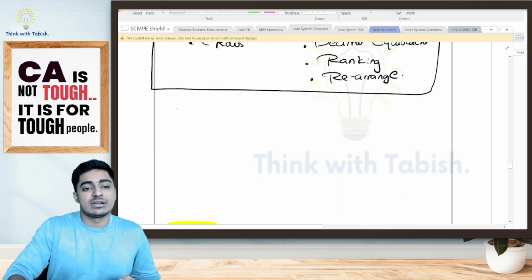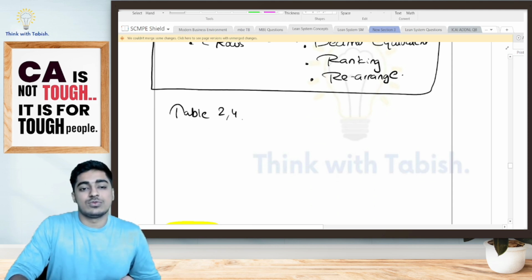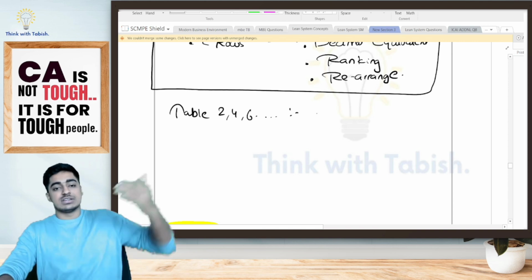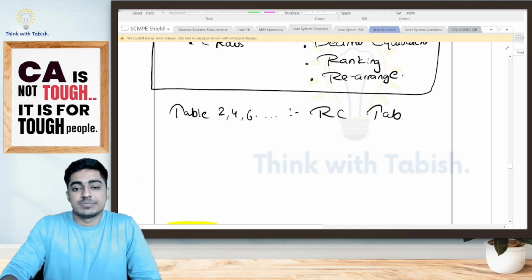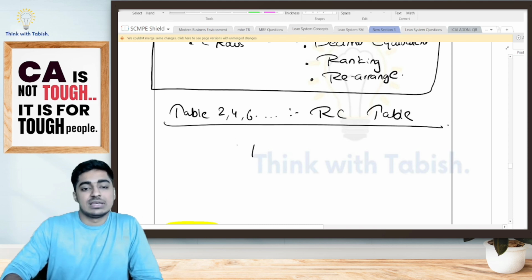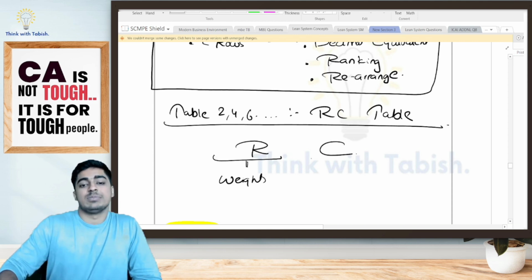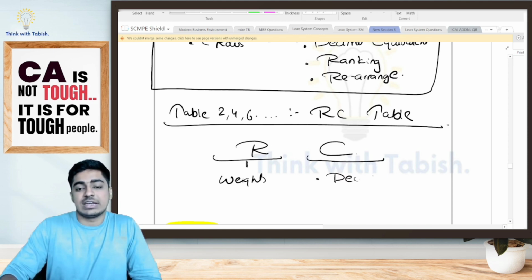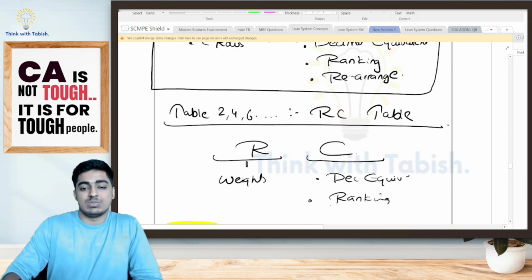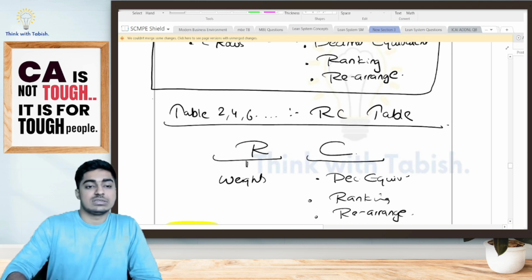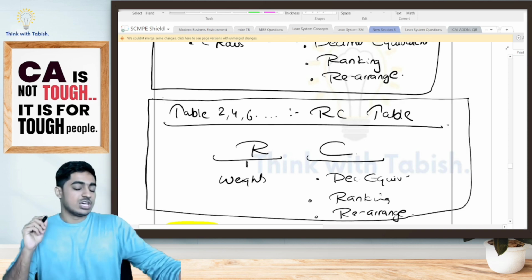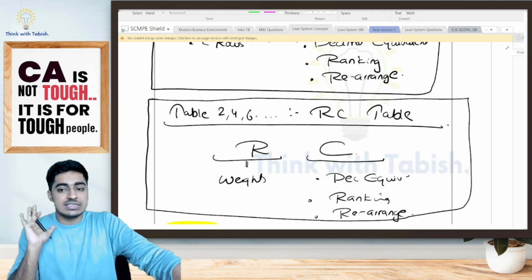Okay, then we have our table 2, 4, 6 onwards. What we are going to call it is the reverse, that is RC table. So I can tell RC. For my rows, I am going to calculate my weights. Based on that, for my columns, first I will calculate my decimal equivalent. Based on that, I will give the ranking. Based on that, I am going to rearrange my columns. Once you know this, the question is in your hands. Once you remember Cristiano Ronaldo, everything else is in your hands, students.